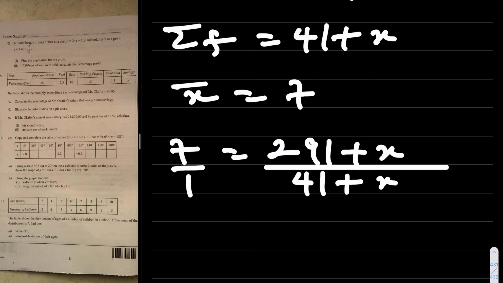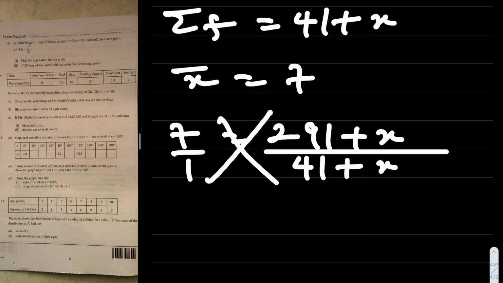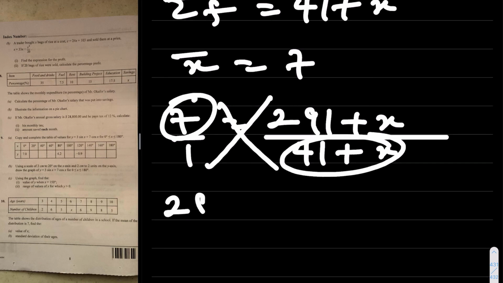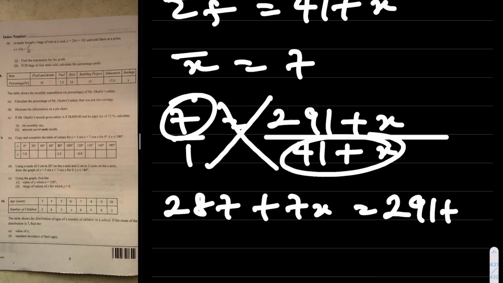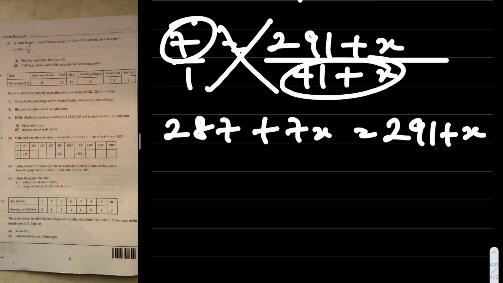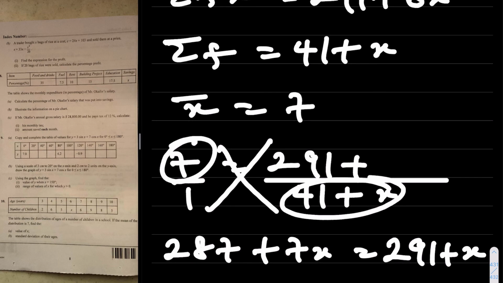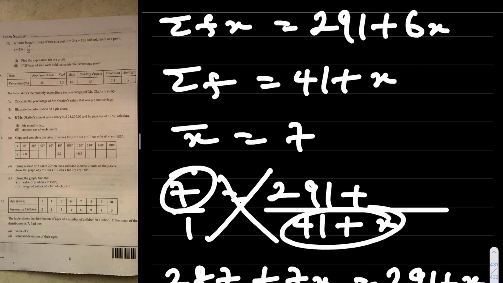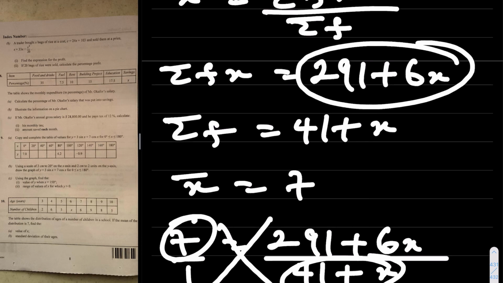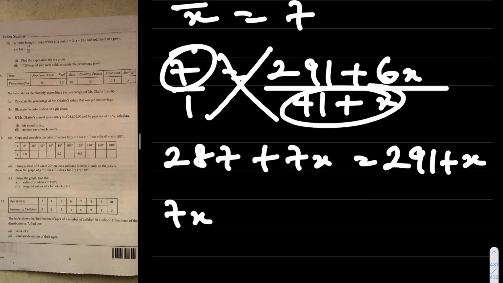Now, this means 7 over 1. We can cross multiply. That will be 7 times 41 plus x, which is equal to 287 plus 7x, equals 1 times 291 plus 6x. What am I writing? Summation fx is 291 plus 6x and not 291 plus x. You really have to be careful not to make mistakes. So that will be 291 plus 6x.